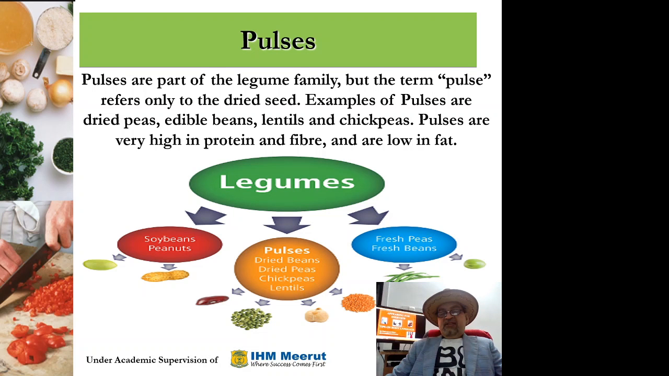Pulses are part of the legume family, but the term pulse refers only to the dried seed. Examples of pulses are dried peas, edible beans, lentils, and chickpeas. Pulses are very high in protein and fiber and are low in fat. So, the difference between pulses and cereals is that cereals are dried seeds of grasses, whereas pulses are of the legume family and they are the dried seed of legumes, of beans.